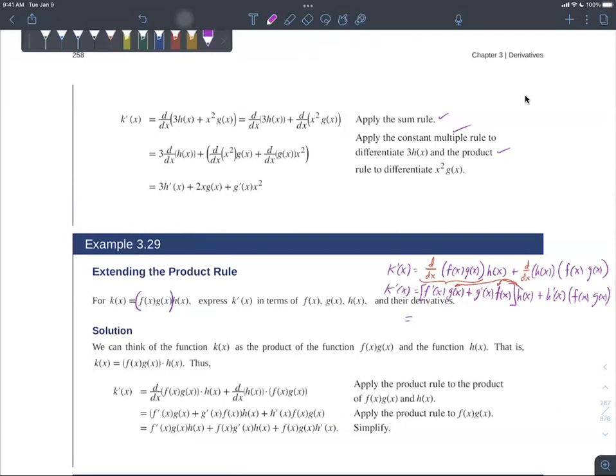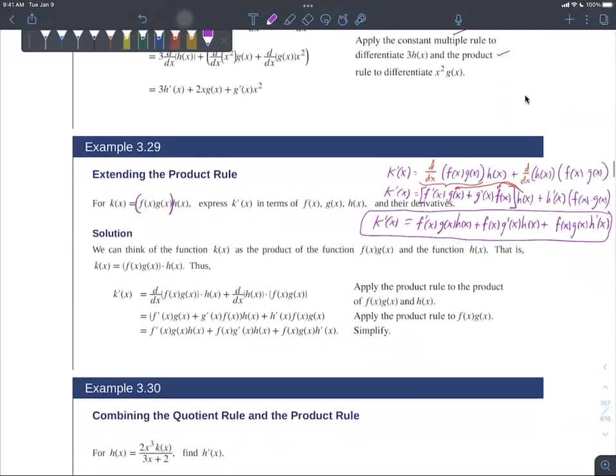And so we have, let's put them in alphabetic order, f prime of x times g of x times h of x, plus f of x times g prime of x times h of x, plus f of x times g of x times h prime of x. And this is our derivative function if we have more than two factors. Whew. All right, and that's exactly what our answer is.